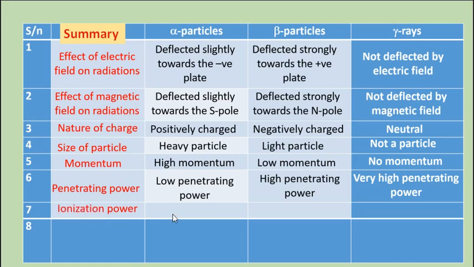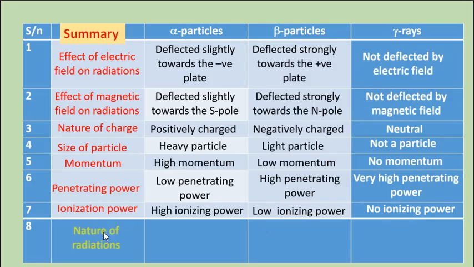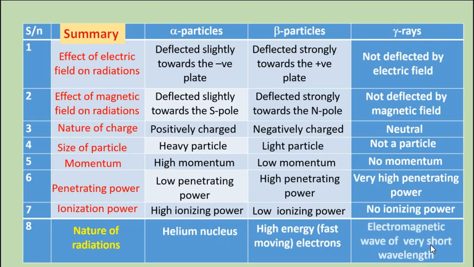Ionization power. What do we say about ionization power? Which one has the highest ionization power? Of course, alpha particle, followed by beta particle. And this one, no ionization power because the track is confused. And then finally, the nature of radiation. What should be the nature of radiation? Well, alpha particle is nothing but a helium nucleus, while beta particle is nothing but high energy or fast moving electrons. And then gamma rays are nothing but electromagnetic radiations.